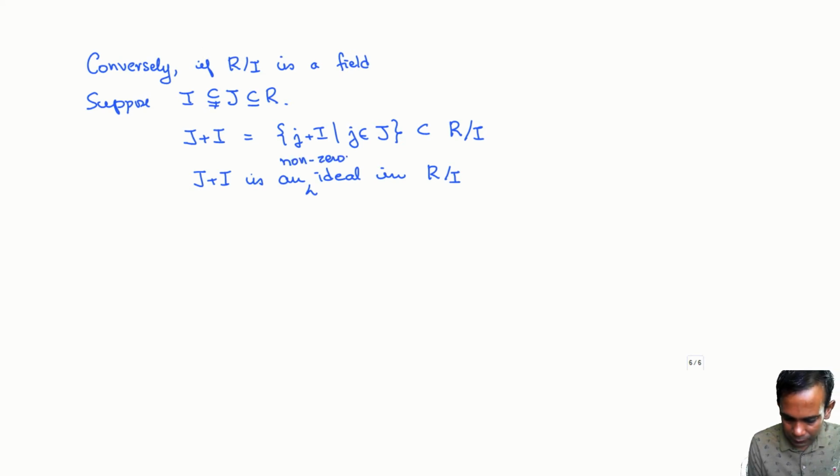Why? Because J properly contains I. So there is an element of J which is not in I, so there is at least one non-zero element in J plus I, a non-zero element of R mod I. But in a field, the only non-zero ideal is the field itself. This is something you can check. This means that J plus I is equal to R mod I, which implies that J is equal to R.